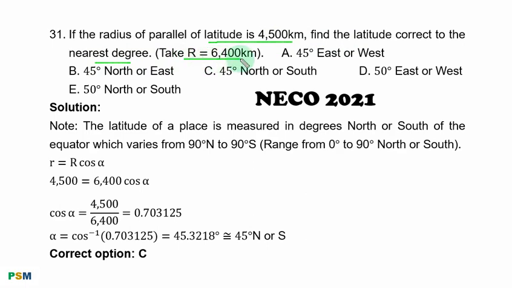6,400 kilometers. Solution. Note that latitude of a place is measured in degrees north or south of the equator, which varies from 90 degrees north to 90 degrees south. By this note, option A is out, option B is out, option D is out. We have C and E remaining.